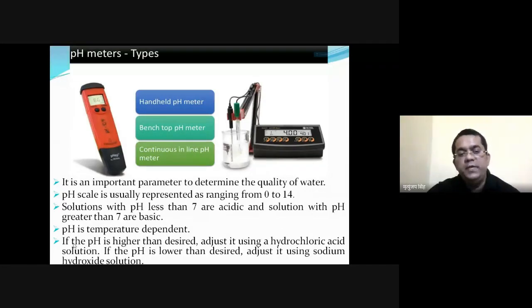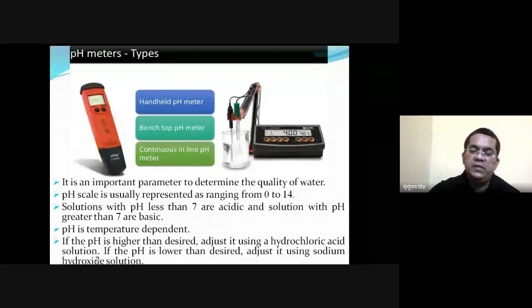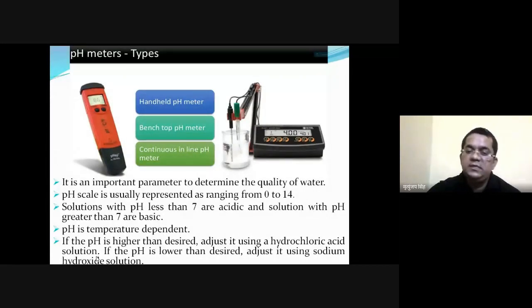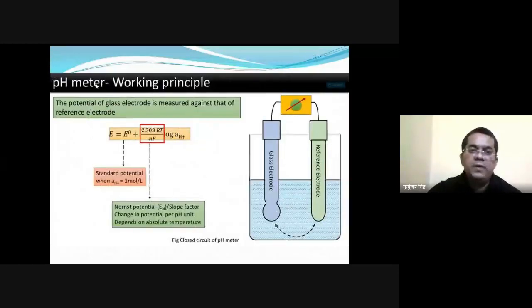If pH is higher than desired, adjust it using hydrochloric acid solutions. If pH is lower than desired, adjust it using sodium hydroxide solutions. The working principle behind the pH meter is that the potential of the glass electrode is measured against the reference electrode.